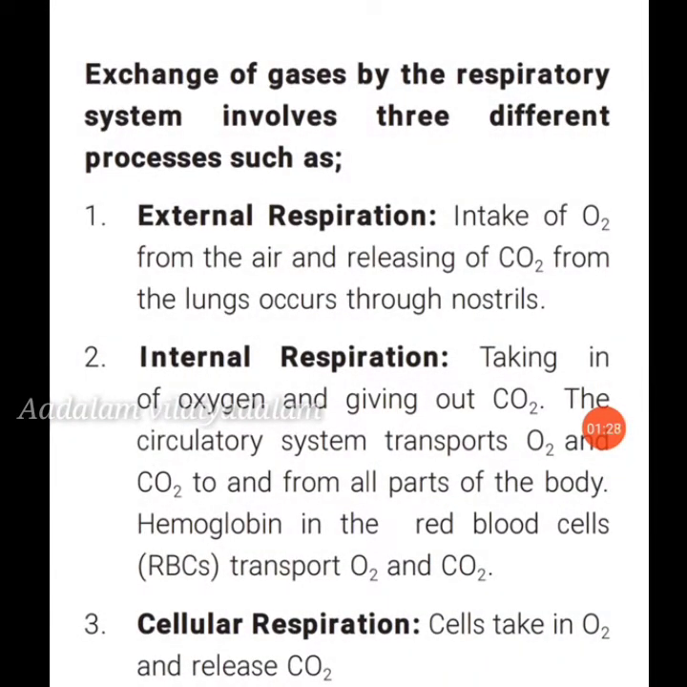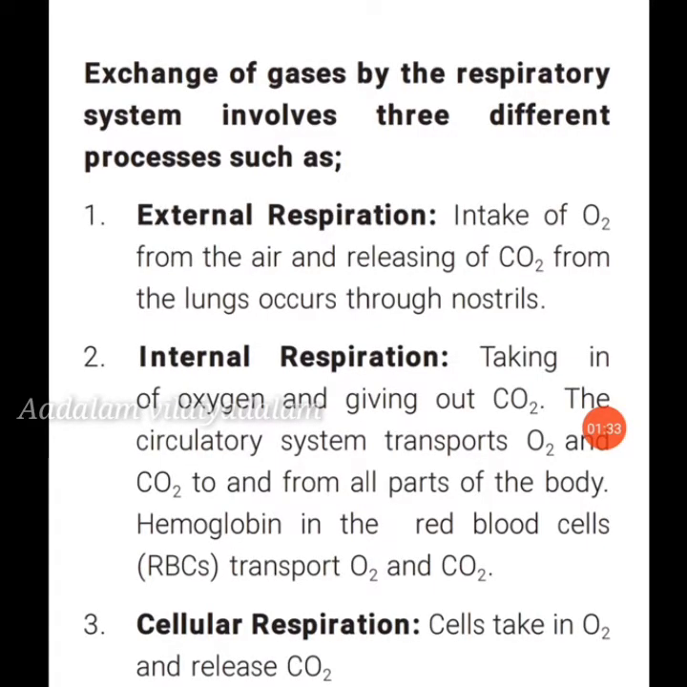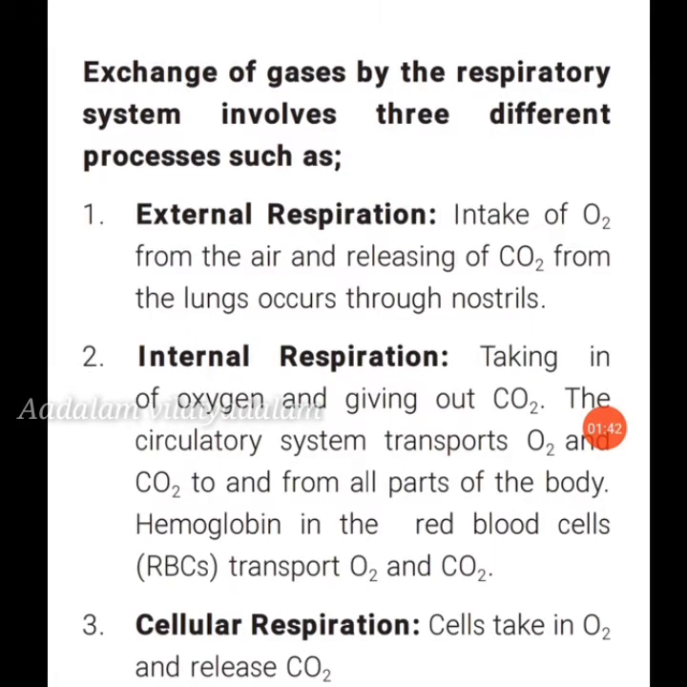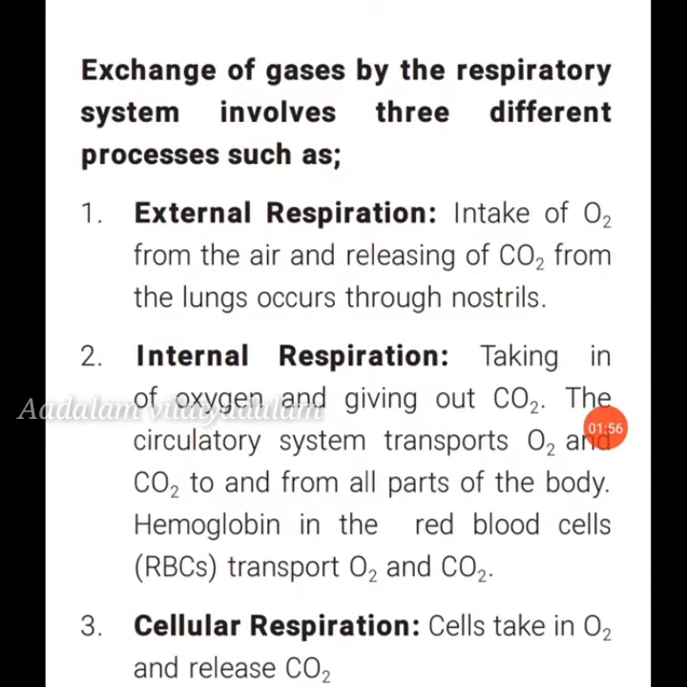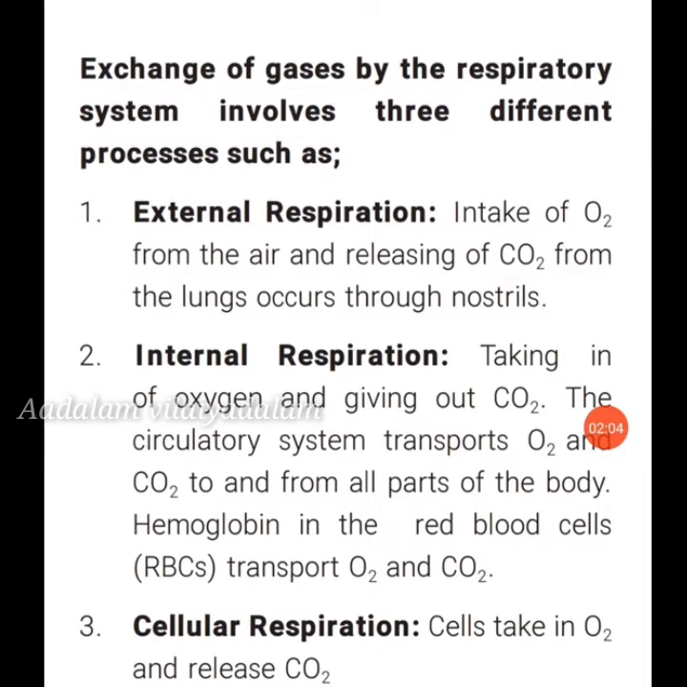Exchange of gases by the respiratory system involves three different processes. The first one, external respiration: intake of oxygen from the air and releasing of carbon dioxide from the lungs occurs through the nostrils. Next one, internal respiration: the circulatory system transports oxygen and carbon dioxide to and from all the parts of the body. Hemoglobin in red blood cells transports oxygen and carbon dioxide. Next, cellular respiration: cells take in oxygen and release carbon dioxide.